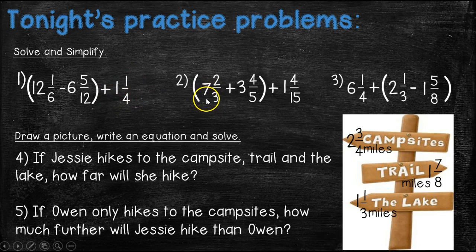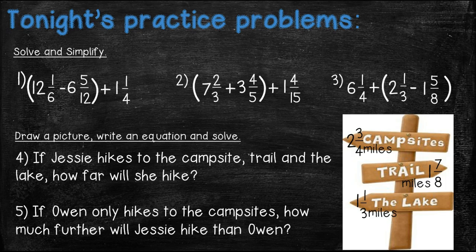Number 2, in parentheses, we have 7 2/3 plus 3 4/5. Then we're going to close the parentheses and add 1 4/15. And then over here, we're solving and simplifying for this problem. 6 1/4 plus, and in parentheses, 2 1/3 minus 1 5/8, close parentheses. Now for numbers 4 and 5, you're going to use this chart over here, and I want you to draw a picture, write an equation, and solve.